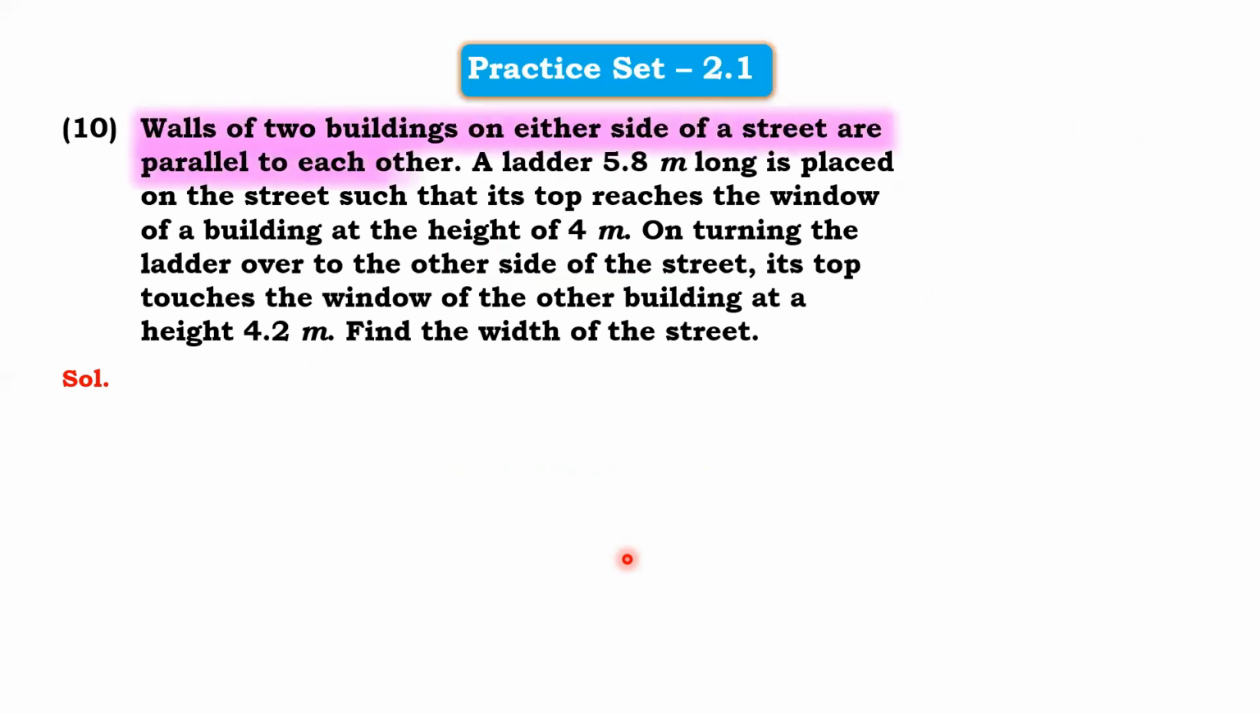Walls of 2 buildings on either side of the street are parallel to each other. Please understand this very well. There is a road or a street, and on either side of the street, that means on both the sides of the street, we have 2 buildings. So their walls are parallel to each other.